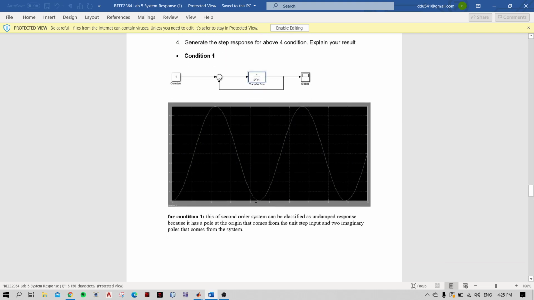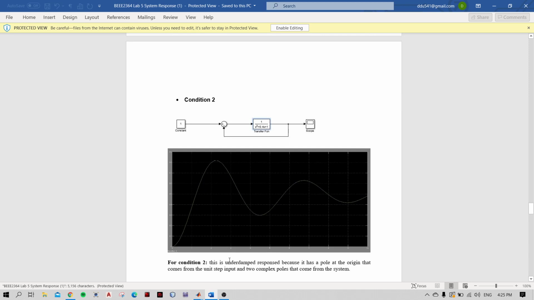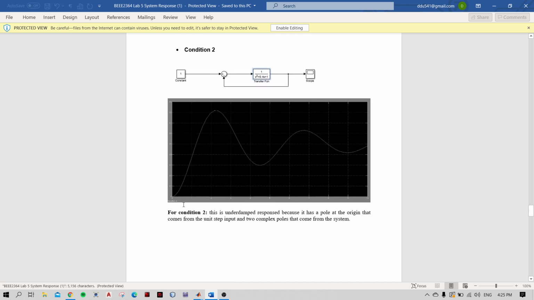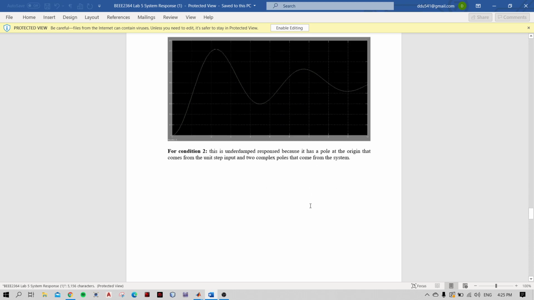Then we go to condition 2. For condition 2, we change the denominator of the equation, and this is what we call an underdamped response because it has a pole at the origin that comes from the unit step input and 2 complex poles that come from the system.